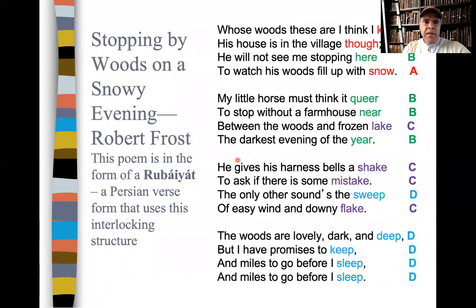Next poem, Stopping by Woods. This is a rubaiyat, right? A, A, B, A, B, B, C, B, C, C, D, C, D, D, D, D. So you can emulate these poems that we've looked at in your poetry.